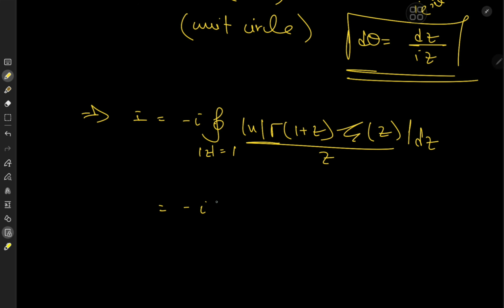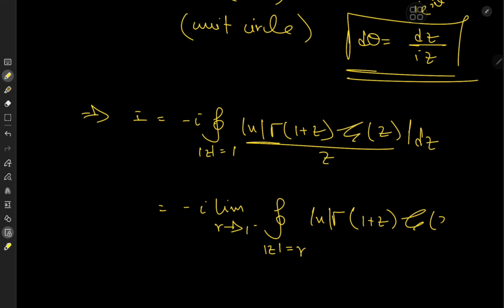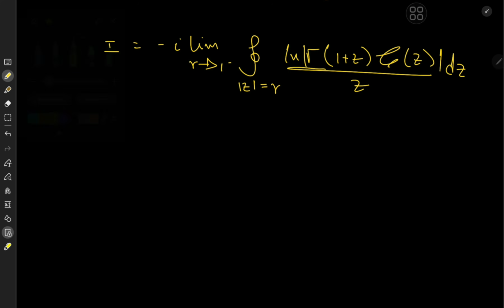I'll write this as negative i times the limit as r tends to 1 from the left of the integral over absolute value of z equal to r of log of the absolute value of gamma of 1 plus z times zeta of z over z dz. Because this is a contour integral, we're going to solve it using Cauchy's residue theorem.